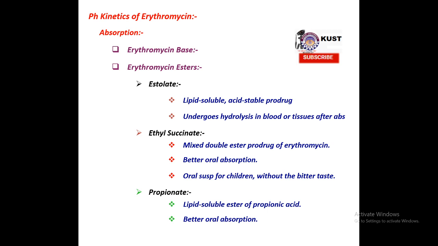So normally there are different types of erythromycin, like erythromycin base and erythromycin esters, like estolate, ethyl succinate, and propionate. They are the different esters of erythromycin. Estolate is a lipid-soluble, acid-stable product that undergoes hydrolysis in blood and tissue after absorption. Ethyl succinate is a mixed double ester product of erythromycin, with better oral absorption as compared to estolate, and an oral suspension for children without the bitter taste. Propionate is a lipid-soluble ester of propionic acid. They have better oral absorption.